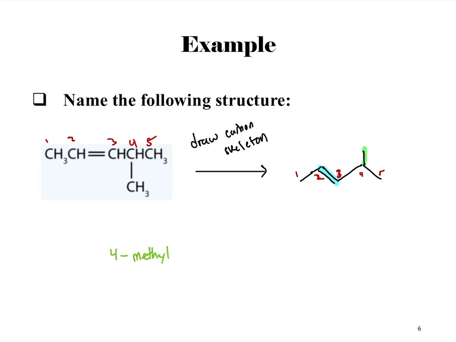And now we need to indicate where the double bond is. And the double bond starts on which carbon? 2. So it becomes -2. And then the length of the parent chain is how long? 5. So it's pent. And then what's the suffix for this molecule? -ene, right? Because it's a double bond now. So this tells us that we have a double bond. Pent tells us there's 5 carbons in the parent chain.